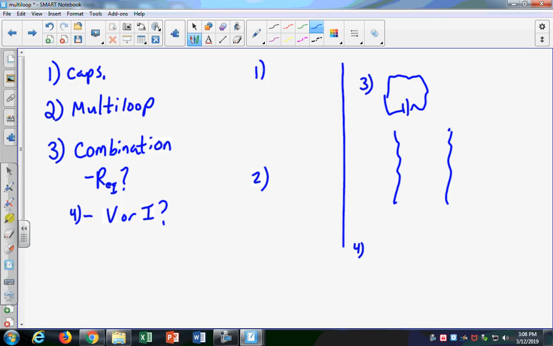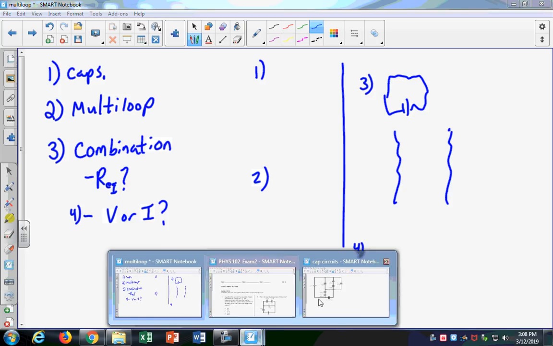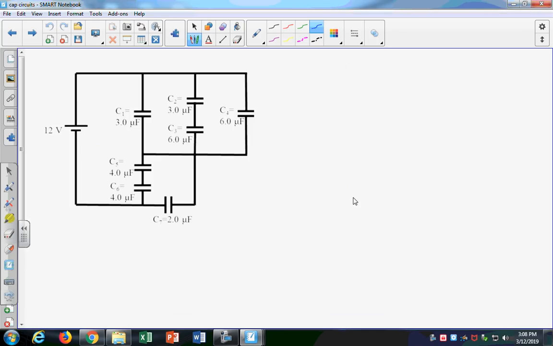Okay? All right. You want to look at capacitor circuits first? Is that okay? So let's look at this one. This one is a good indicator of something that you'd have. It'd be something similar to this. Not identical to this, of course, different numbers, different layout, but something similar.